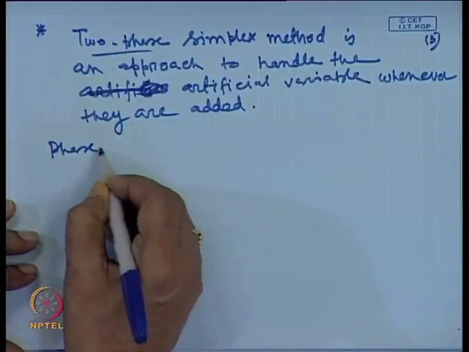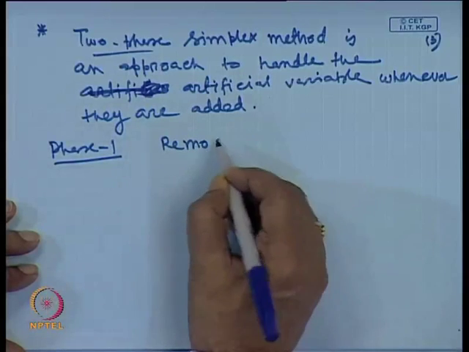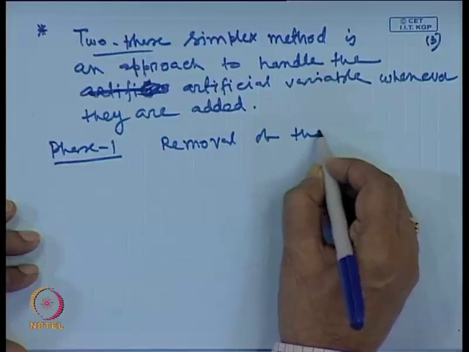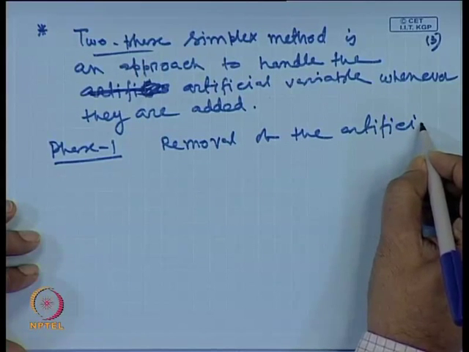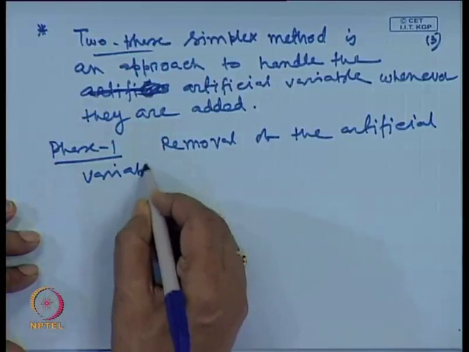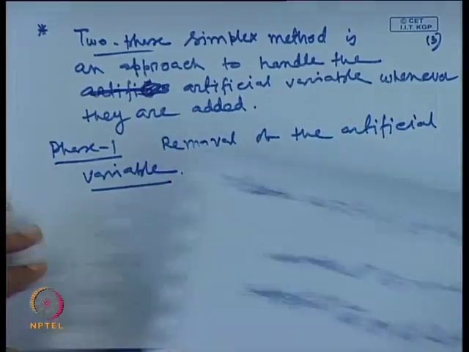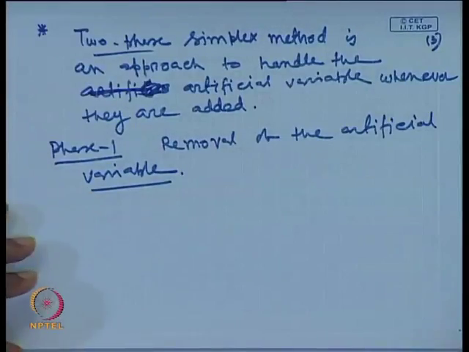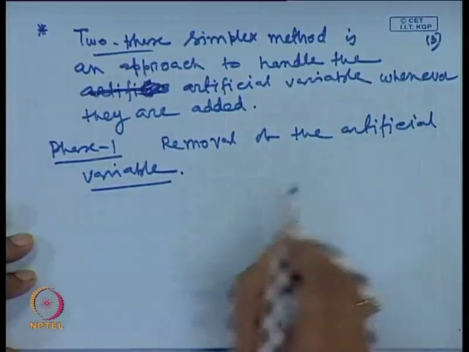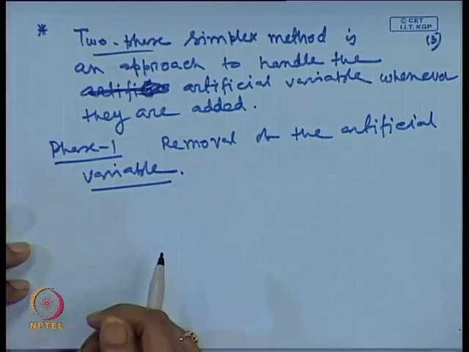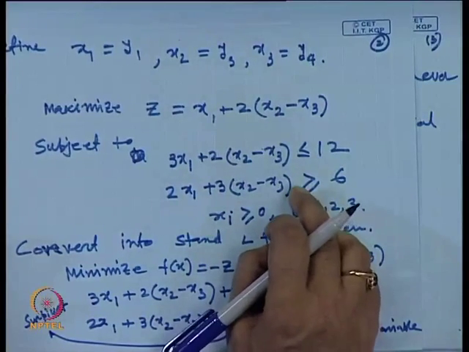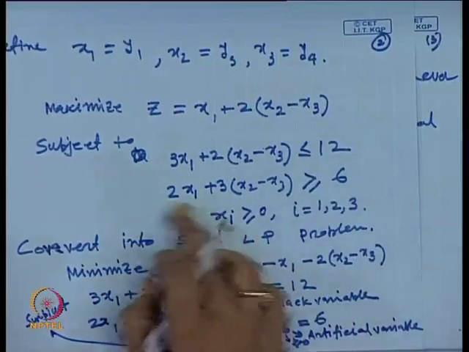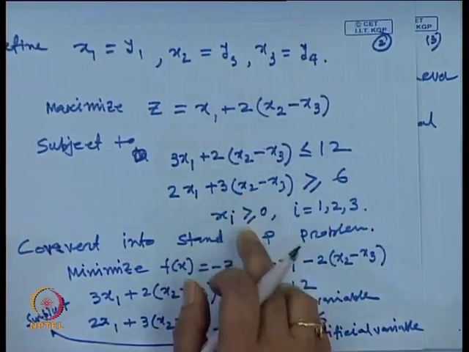Phase 1, removal of artificial variable. So then how to remove this? Suppose you have this type of equation more than one, let us say two. So how many artificial variables will be there? Two artificial variables. In each equation, one artificial variable is there, and with two equations, two artificial variables.